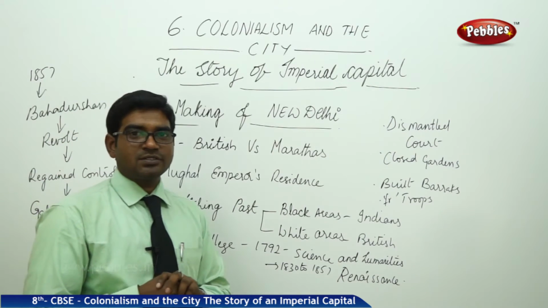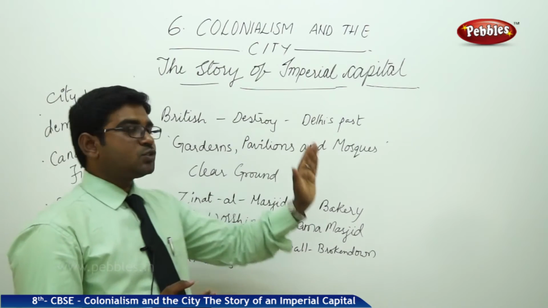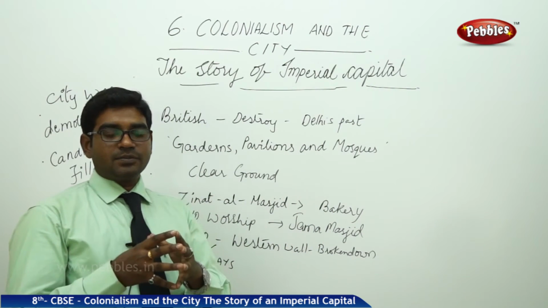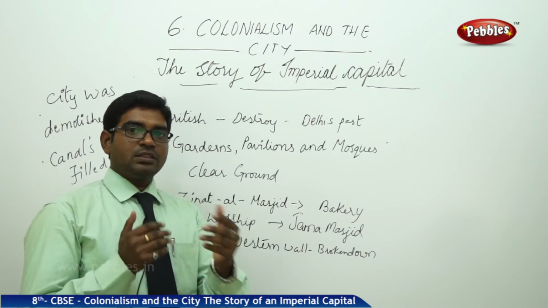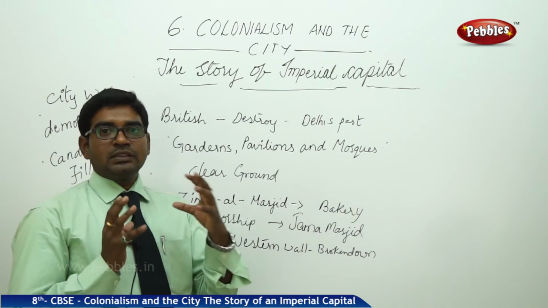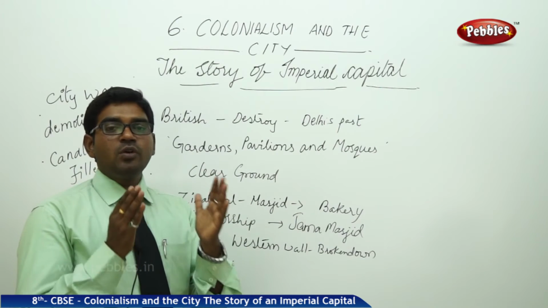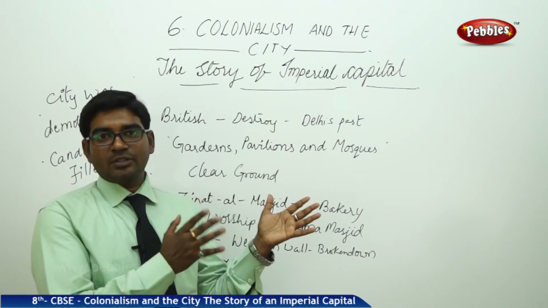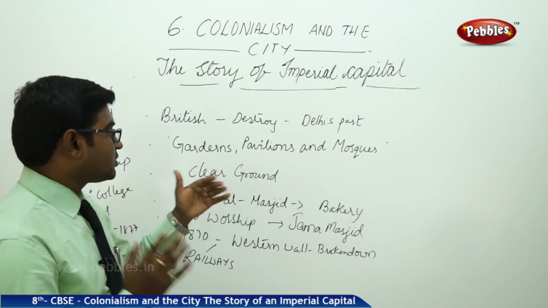So what happened next? The British wanted to destroy the past of Delhi. What is the past of Delhi? The great Mughal rule. The people should forget this. The British wanted to make people think only about them. They wanted to forget about that, so they wanted to change the history of Delhi.